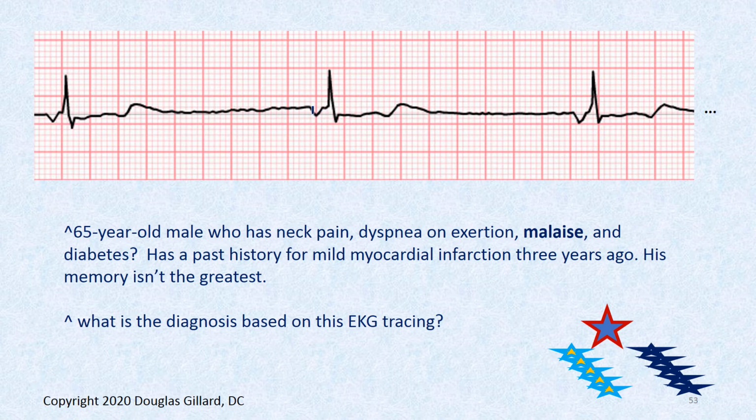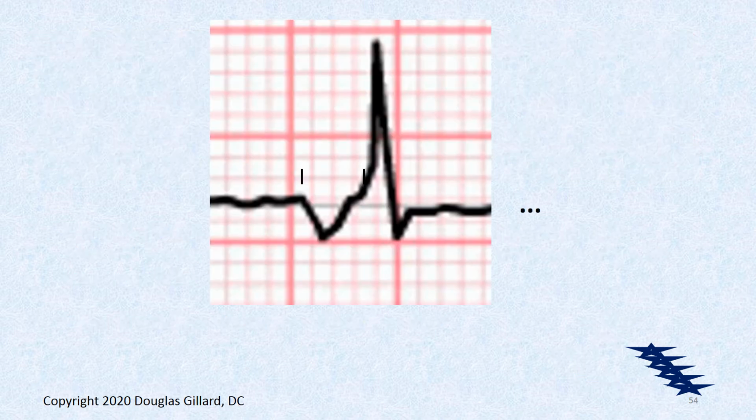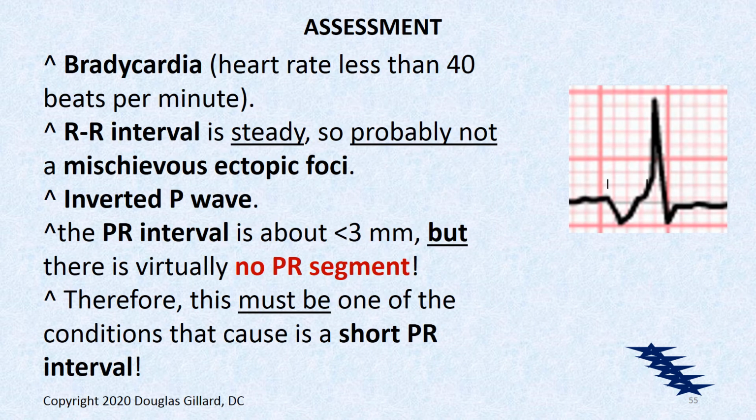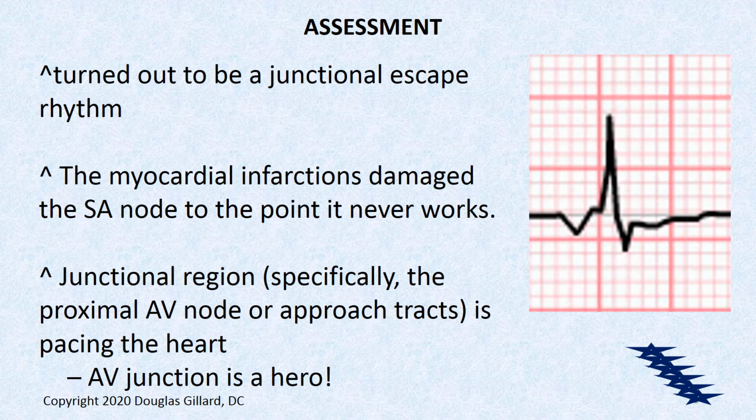Who's running the show here? This is probably the AV node running the show, because the dots here, the same pattern goes on and on and on. So this is just a junctional escape rhythm that's going on here. Everything I said, you can pause and read everything I just said.